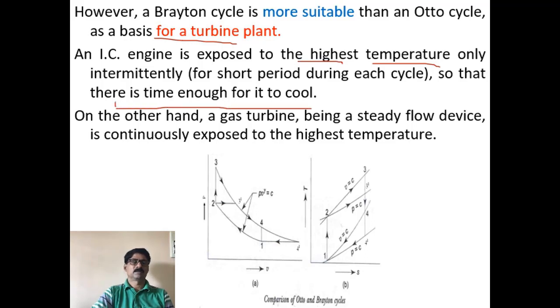On the other hand, a gas turbine being a steady flow device is continuously exposed to the high temperature. There is nothing like suction, compression, expansion and power, or a momentary combustion like in the case of the IC engine. So here heat is constantly added to the air or the gas, and constantly it is supplied to the gas turbine. Continuously constant temperature gas or air is supplied to the turbine. So that is why it is a steady flow device continuously exposed to the highest temperature.